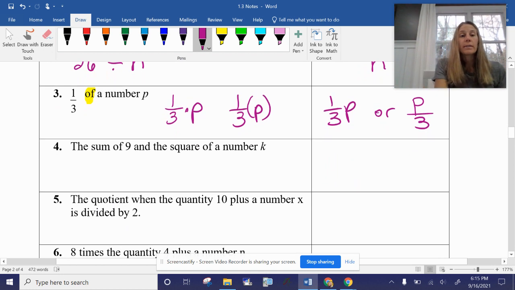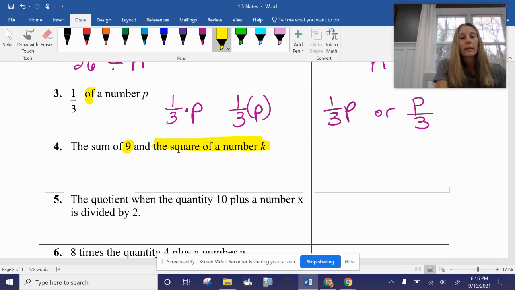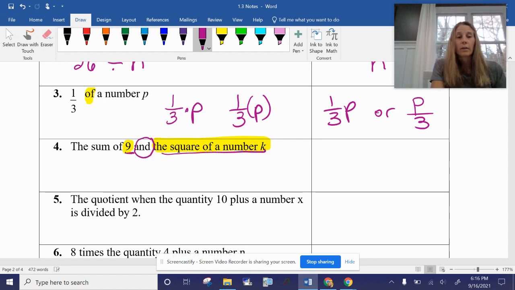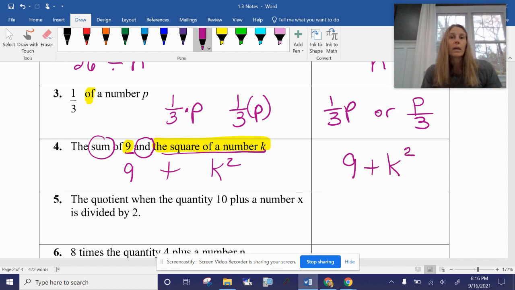Okay, number 4, the sum of 9 and the square of a number k. So I highlighted the two numbers or variables that we're using. So the and is telling us that these are the two separate things, and we're finding the sum of those. So we're adding the 9 and the square of the number k. And again, I'm just going to go in order as they come. So the 9 came first, the square of the number k came second, and then I put the plus sign in between.